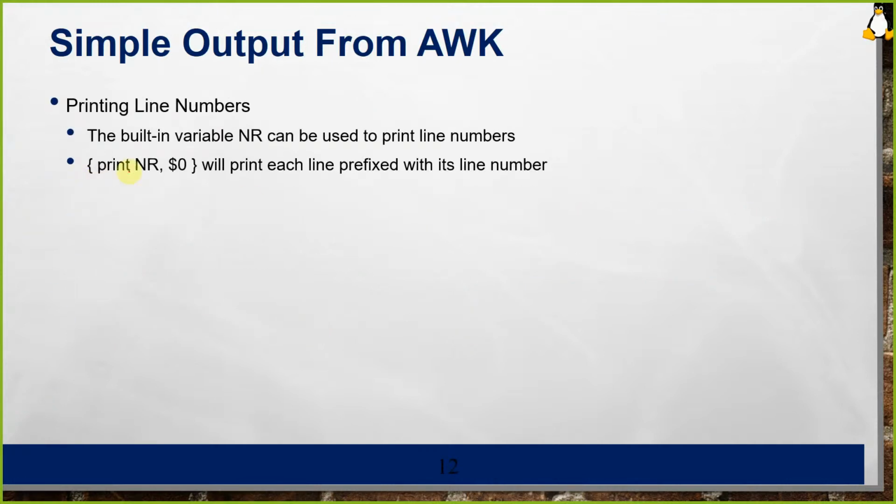Printing line numbers. The built-in variable NR can be used to print the line numbers. Like print NR, $0 will print each line prefixed with its line number.